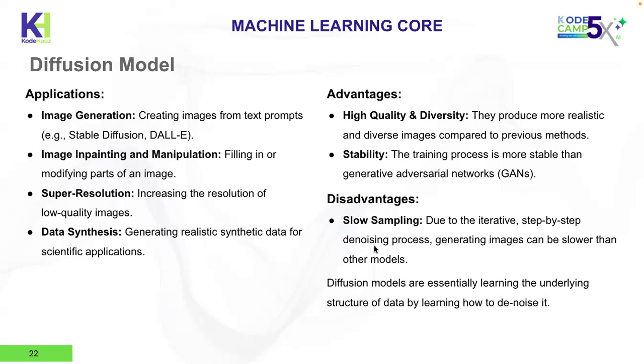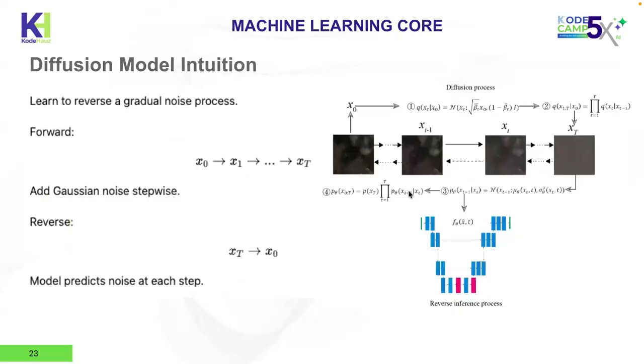So effectively, diffusion models are also learning the underlying structure of data by learning how to denoise it. So this is the intuition behind it. You have a gradual noising process, right? During the forward process, you have x0 to x1 to xt. At each of these steps, you add a little bit more noise. So you can see the image becomes noisier and noisier. At this point, it is just Gaussian noise, right? So that's the diffusion process. That's the forward process, the noising process.